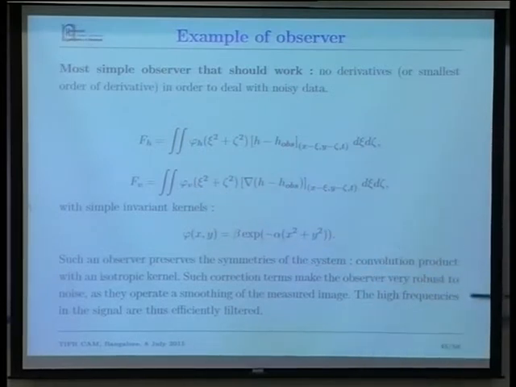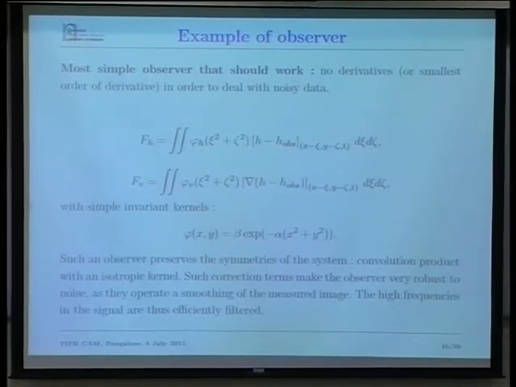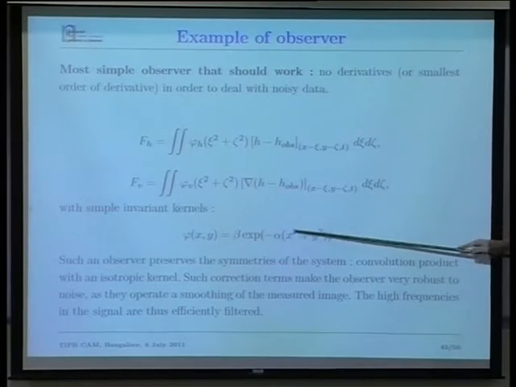And what you know is that this observer is symmetry preserving. You have a convolution with the Gaussian, so it should be relatively smooth. So it should be robust to noise, and the high frequencies are completely filtered by this. We will see. Fine. Now you can take any alpha and beta.